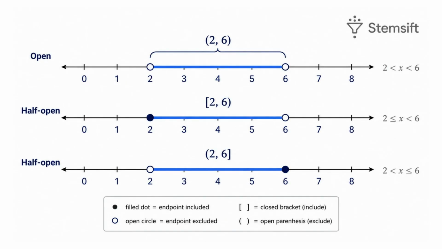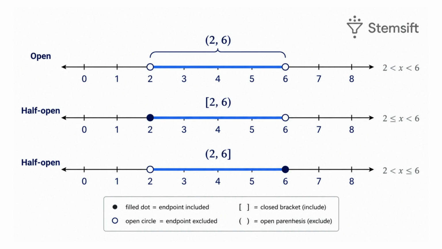All right, here's where the notation gets a little more expressive. Watch the brackets carefully. Each one is telling you something specific. Up top, we've got an open interval, written with parentheses, (2, 6). That parenthesis is saying don't include the endpoint. So this is every number strictly between 2 and 6, but 2 itself and 6 itself are out. The hollow circles at the ends are the visual way of saying the same thing. The endpoints are excluded. In inequality form, this is 2 < x < 6, strictly less than on both sides.